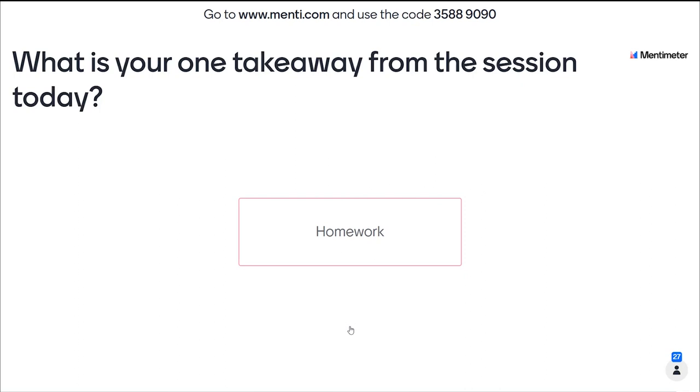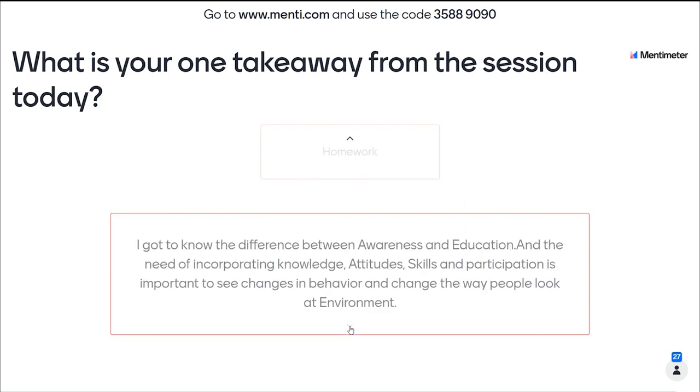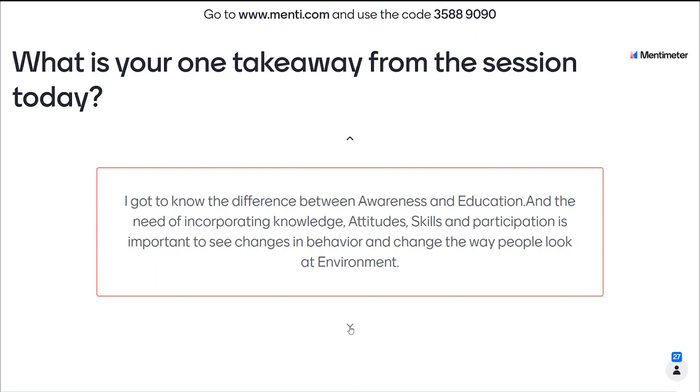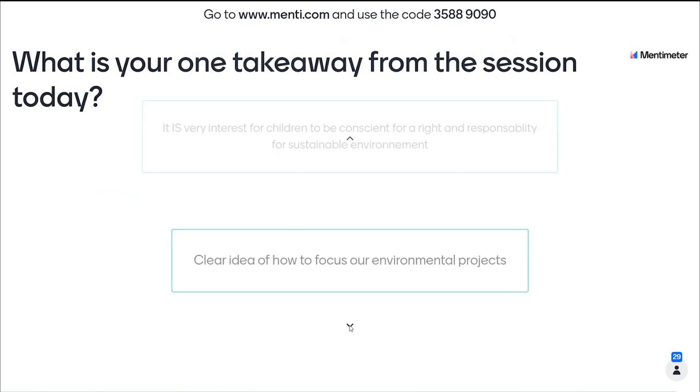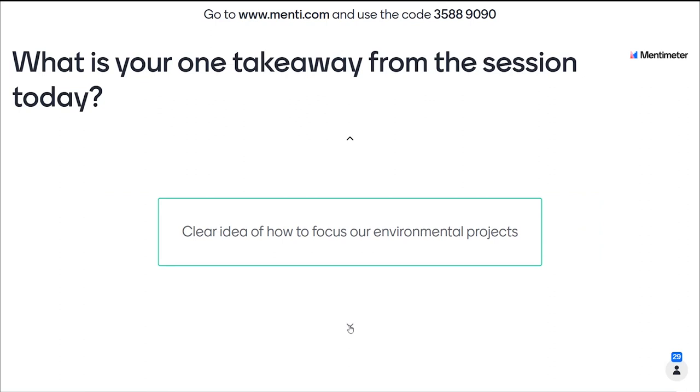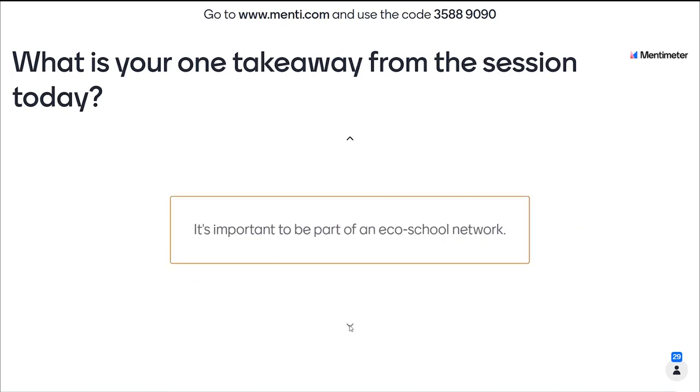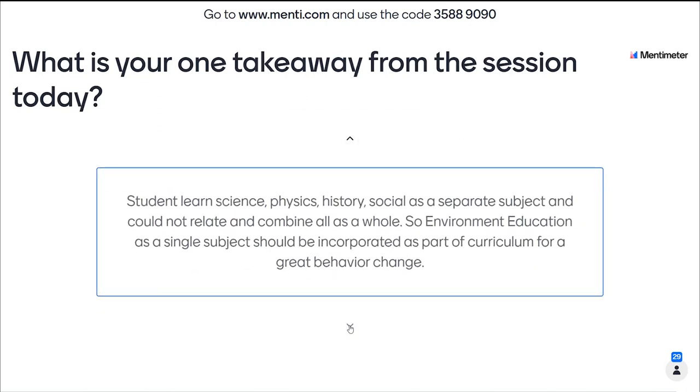Homework. I don't know what that means. I got to know the difference between awareness and education and the need of incorporating knowledge, attitude, and skills, and the importance of change in behavior and change in the way people look at the environment. Thank you. Very elaborate and it summarizes the session. Rights and responsibility, outputs and projects. Useful information.